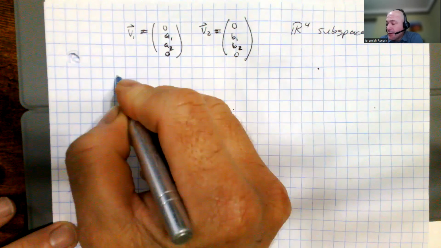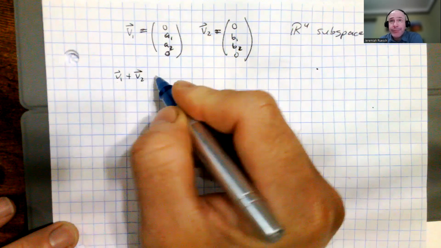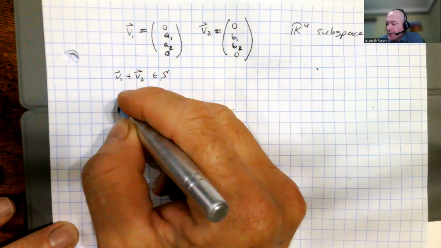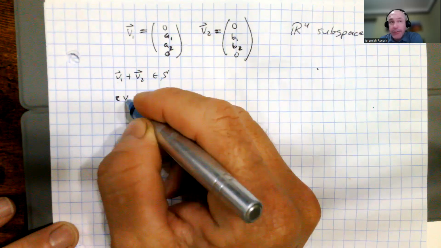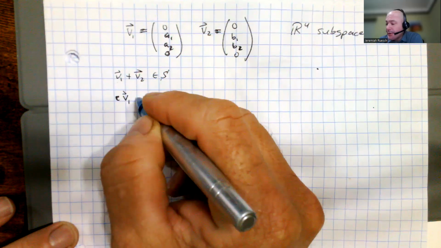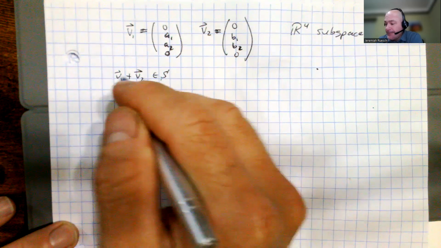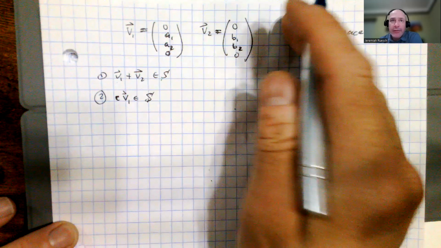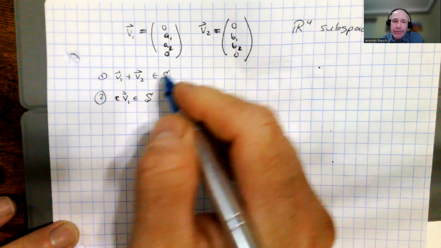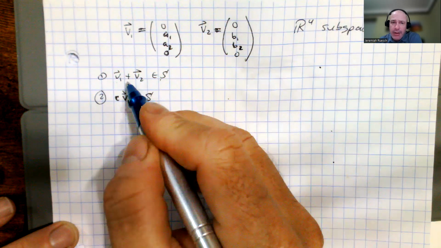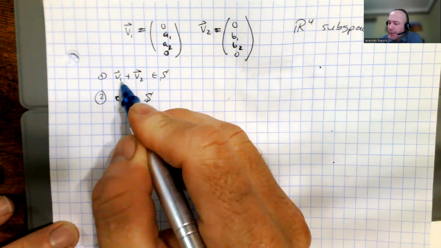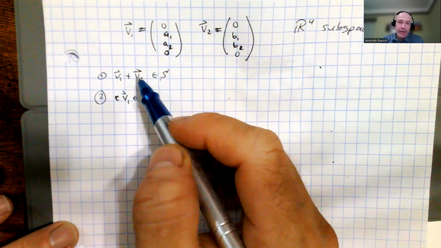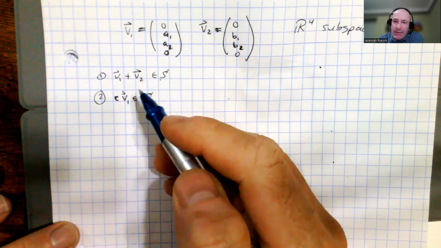We need to show that V1 plus V2 is in S, and then we also want to show that the scalar multiplication, so C times V1, is in S. So S is the set of all vectors of this form. If S is closed under vector addition and scalar multiplication, then it's a subspace of R4.